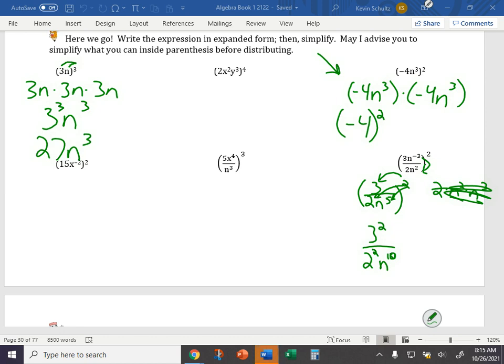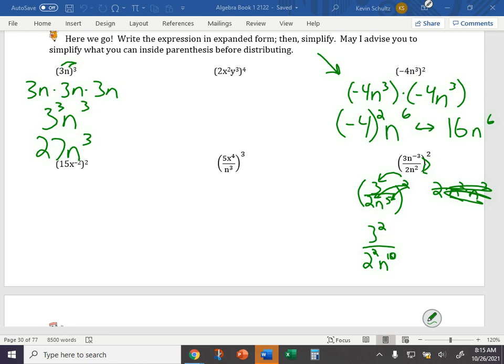And how many n's do we have in all? 6. Okay. What's the alternate way to write this? Bryn? Good. And that's a positive 16n to the 6th, right? Because that -4 is part of the base. So when you square it, it's -4 times -4, which is a positive 16. Okay. Good. Question on that one?